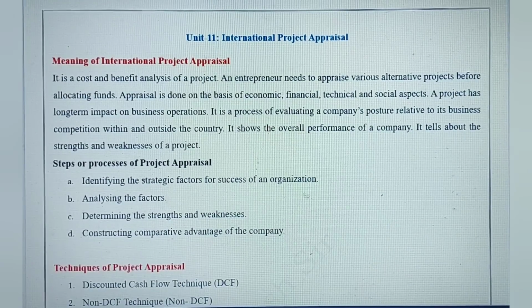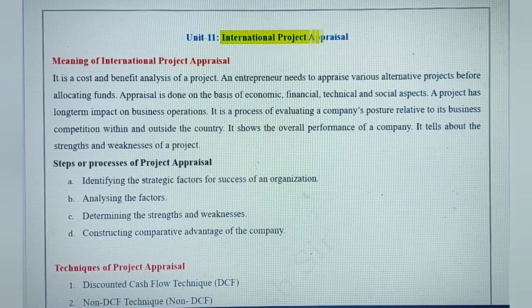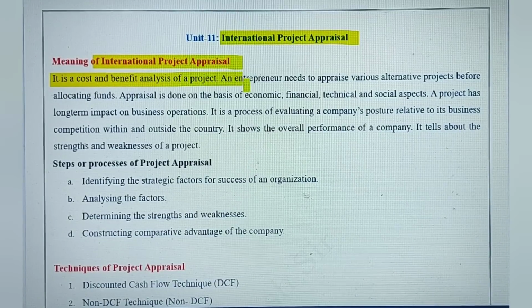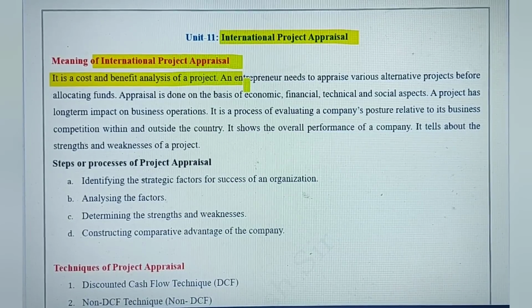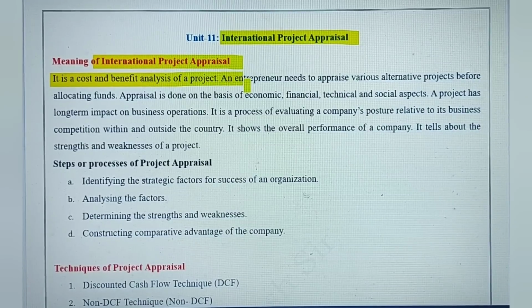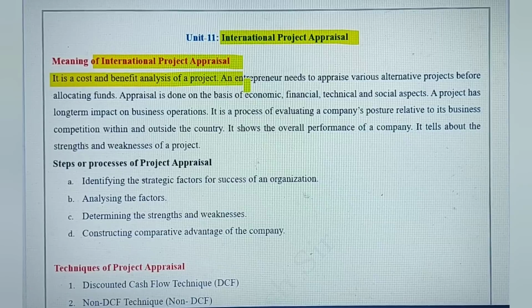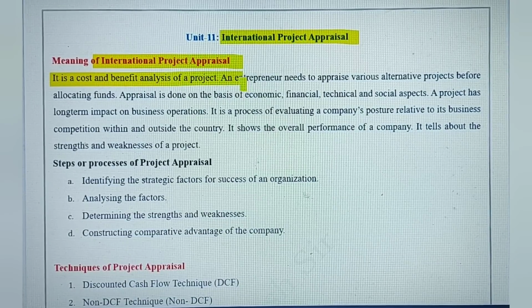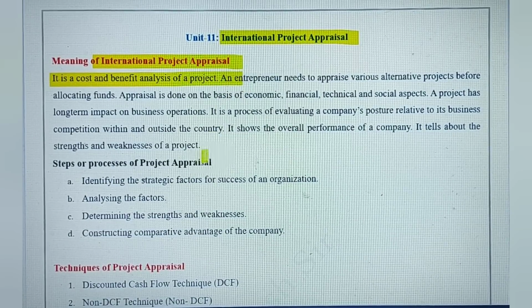Okay. Then unit 11 is on international project appraisal, and you should know what this project appraisal is. Basically it is a cost and benefit analysis of the project, where the company tries to find out what are the costs that are going to be incurred and what returns it is going to get. So that is what you have to explain in the meaning.